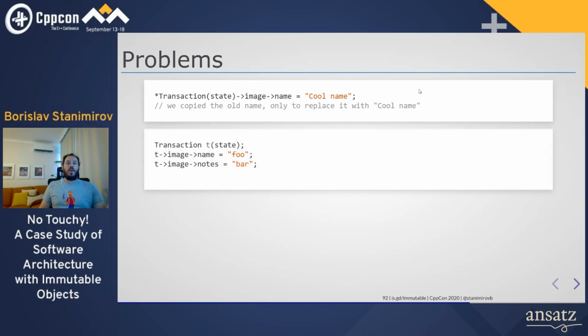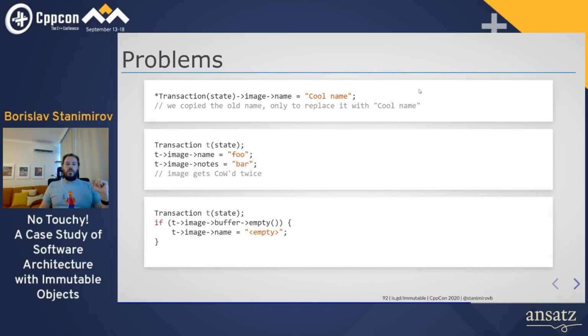That's not nice. Also, if we have a transaction which changes multiple elements of the state, like this, then the non-const arrow operator of image will perform a copy and write each time, so we have two copy and writes for the image. And also, if we have a transaction which does something conditionally, if we test if the buffer is empty and set the name of the image to empty, then even if the if is false, we do a copy and write even if we change nothing. The non-const overload of the arrow operator will perform the copy and write anyway.